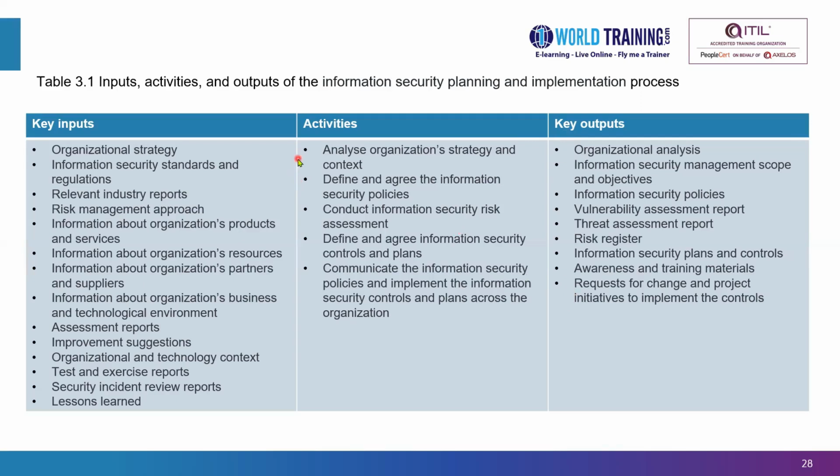So the activities here now are the following. There are 5 of them. It begins by analyzing the organization strategy and context. Then based on that, define and agree the information security policies. Then we have conduct an information security risk assessment so that the risks can also be understood while the policies are already agreed. Then based on the policies and the strategy and context and the risks, the appropriate controls and plans for the information security can be defined and agreed. Then once that is done, the next step logically would be to communicate these policies to everyone and to implement these controls and plans across the organization.